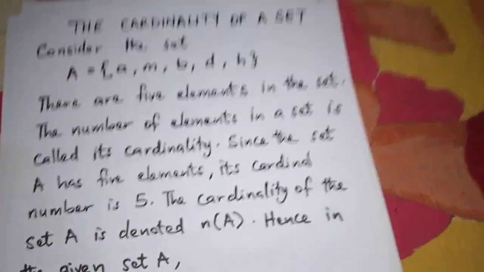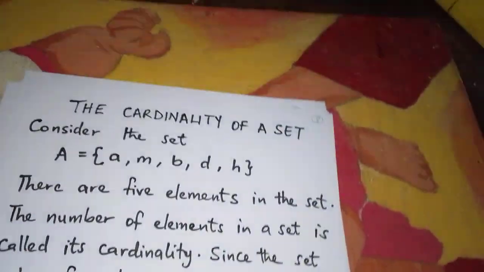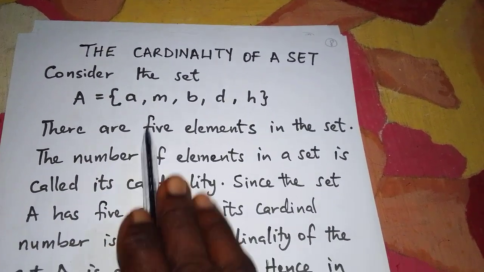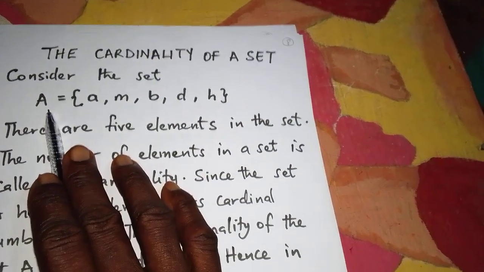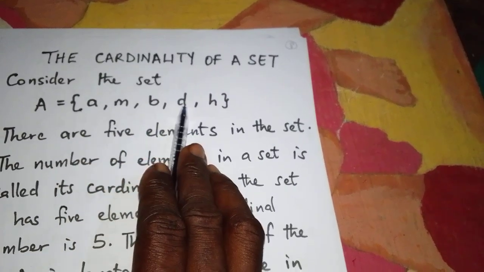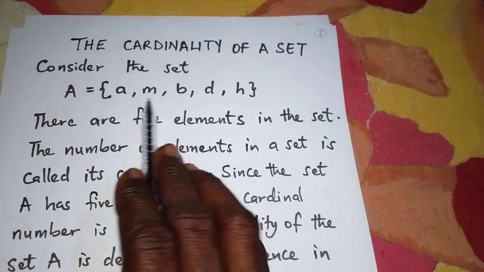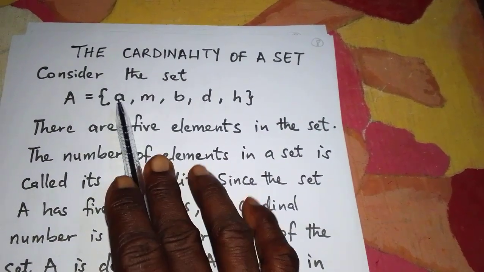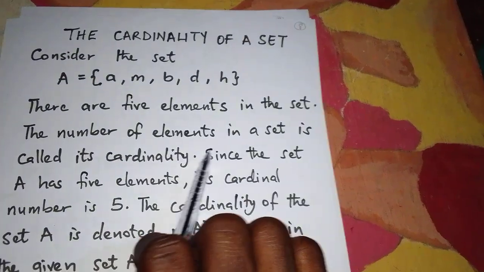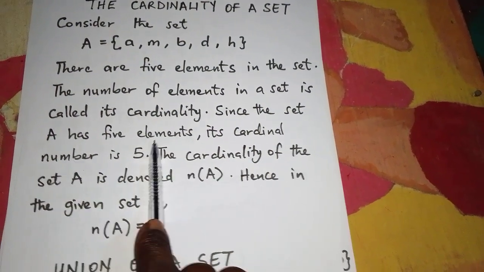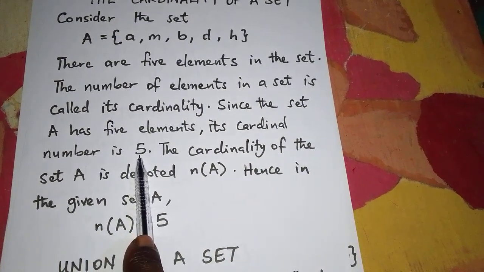Now let's go to what we mean by the cardinality of a set. That is, you are talking about the number of elements in a set. That is what we mean by the cardinality of the set. Let's consider this set: A, M, B, D, and H. Here you realize that you have 5 elements in set A. So the number of elements in a set is called its cardinality. Since the set has 5 elements, its cardinal number is 5.